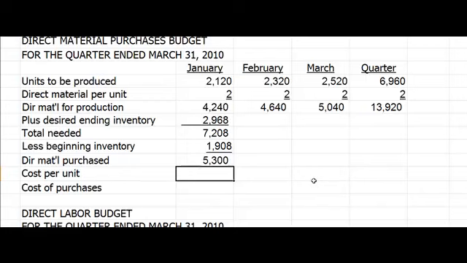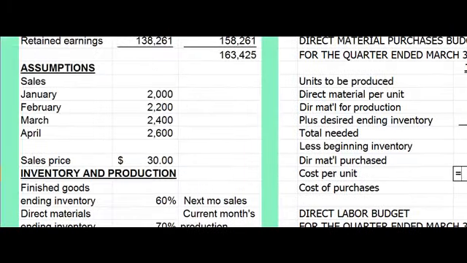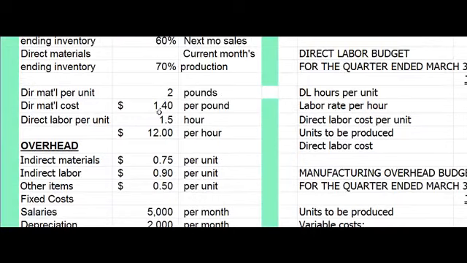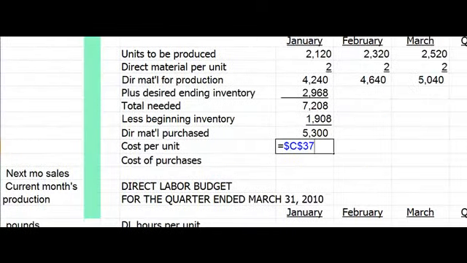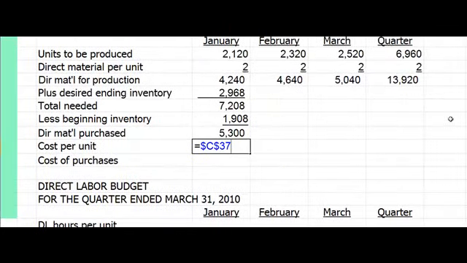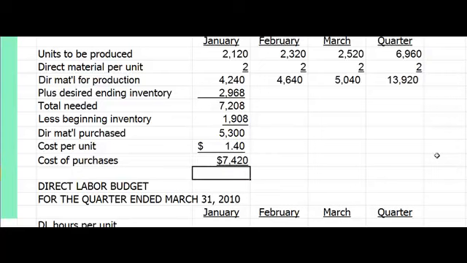Now, the cost per unit was in my assumptions, so equals, go over to my assumptions again, and the cost per unit is $1.40. Remember, F4, because that's going to stay the same all the time for the quarter. And so total costs will be the purchases times the $1.40, and that's what I will need. Now, I can copy these across.